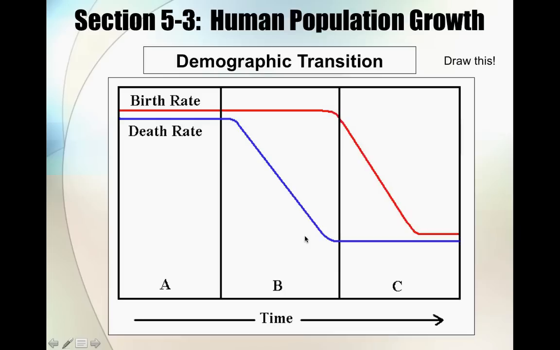Now, after a while, as your society modernizes, it becomes more educated. As people become more educated, your death rate is still going to stay pretty low. However, your birth rate is now going to start falling in the third part, or part C, of your demographic transition. And your demographic transition is complete when your birth rate and death rate are both low.